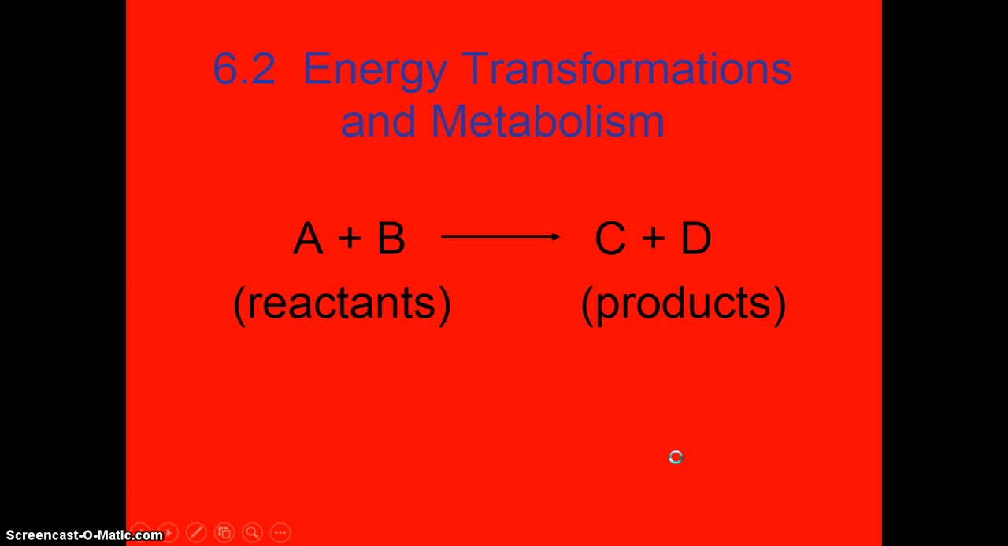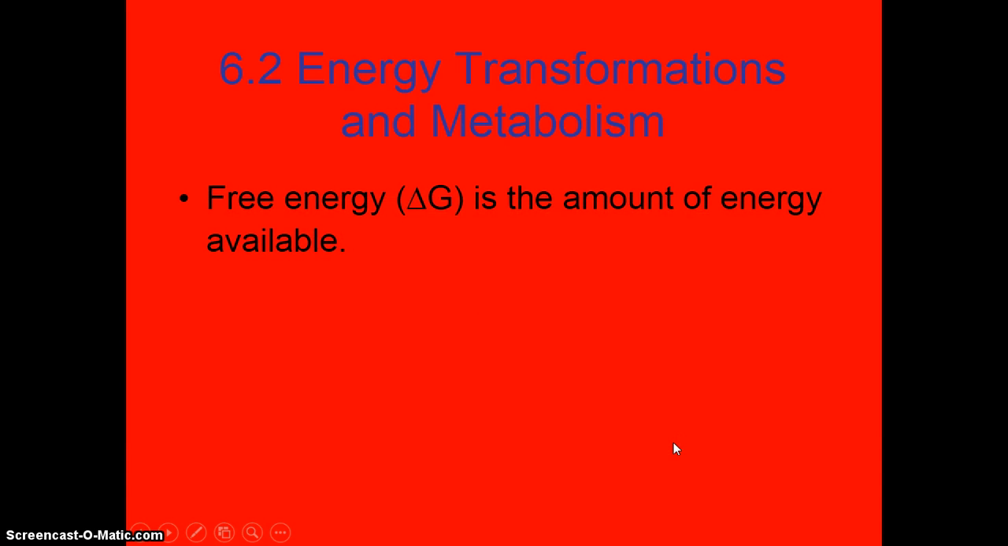Energy transformation, metabolism, again, back to chemistry. Reactants A plus B, your products are C plus D. Free energy, delta G, is the amount of energy that's available.